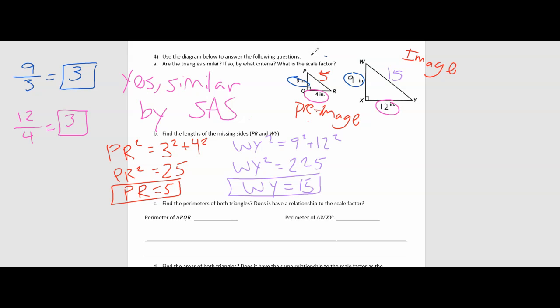Okay, let's go and talk about C. Find the perimeters of both triangles. Does it have a relationship to the scale factor? Go ahead and answer that question. Pause the video and come back.